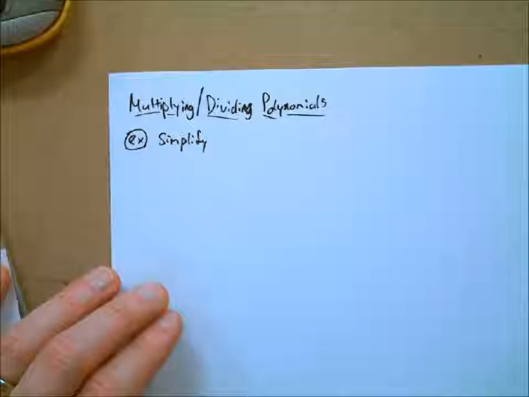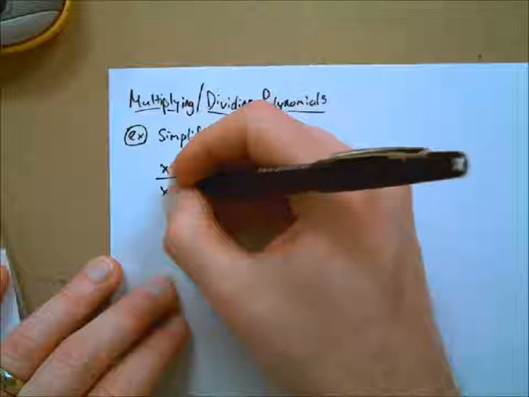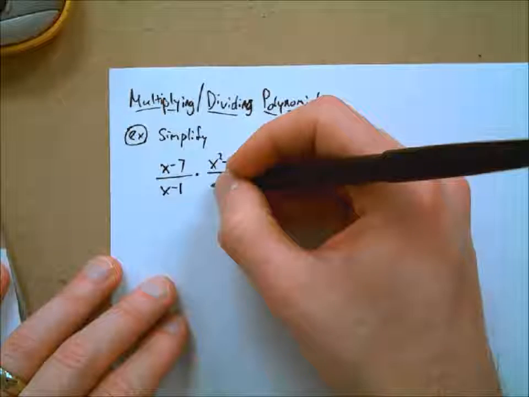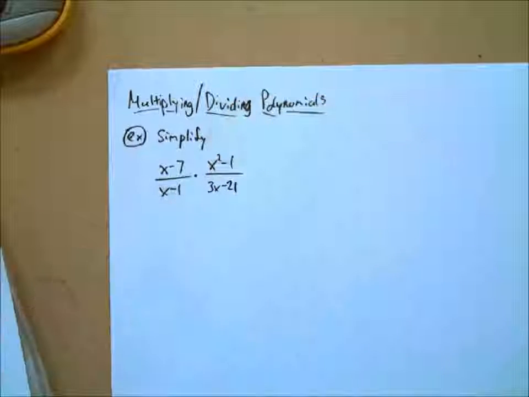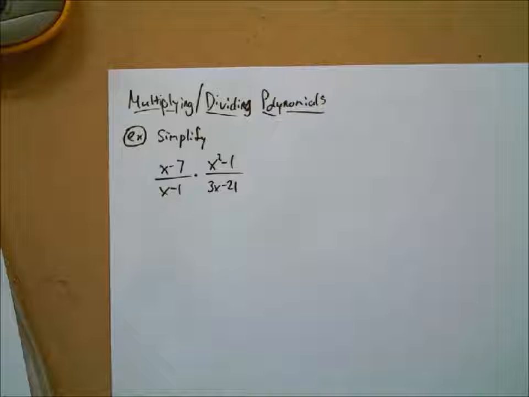Okay, simplify again. x minus 7 over x minus 1 times x squared minus 1 over 3x minus 21. So we could straight multiply across, right? Because that's what we do when we multiply fractions. You multiply across the top, multiply across the bottom. You could FOIL it out, go from there.